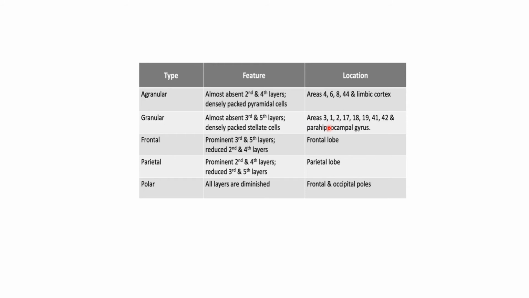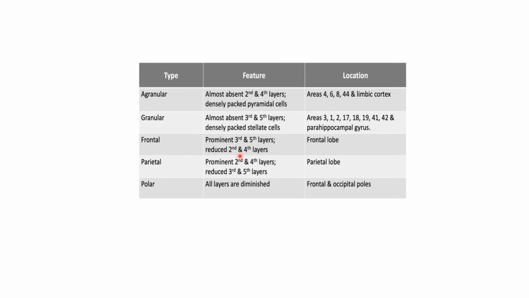This is the example of the sensory cortex: area 3, 1, 2, visual area 17, 18, 19, auditory area 41, 42, and the parahippocampal gyrus. So all the sensory cortex has the granular cortex. Motor cortex is agranular cortex. Then on the frontal and parietal poles, lobes, we have the prominently reduced third and fifth layers.